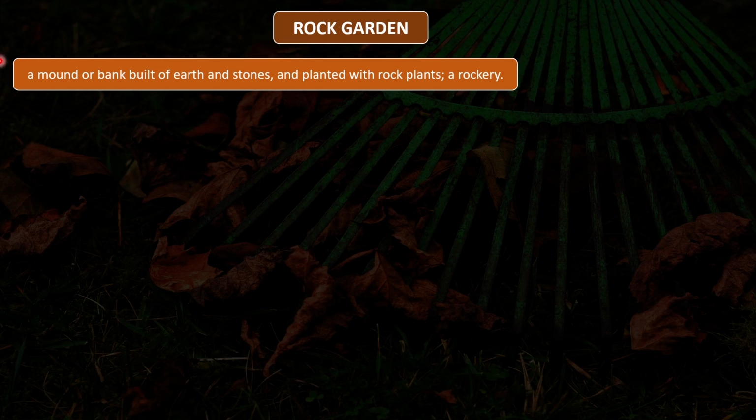right? So this is a mound or bank built of earth and stones and planted with rock plants, which is also called a rockery, right? So a mound means something like a mountain. So this is like a mountain or bank built of earth and stone. So you use soil. Earth here means soil, and you also use various kinds of stones or rocks, and along with that you plant your rock plants in between, plants that can live in rocky conditions. So you need to use rock plants.